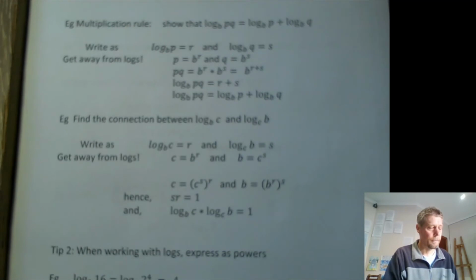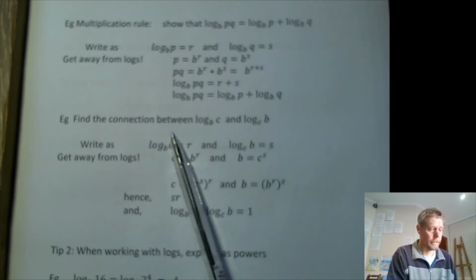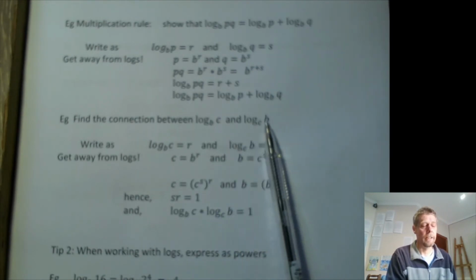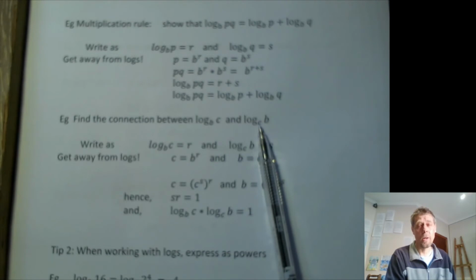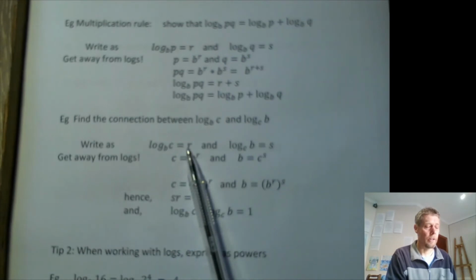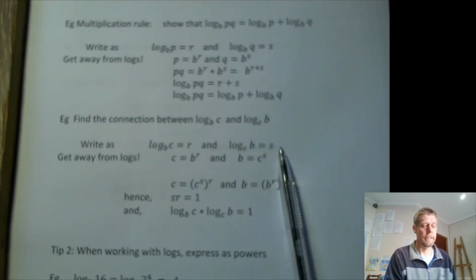Here's another sum, which is quite a tricky one at first glance. Okay, find the connection between log of c base b and log of b base c. What? You've got to be kidding me. Right, let's write log of c base b as r and log of b base c as s. See, the approach is the same. You want to get away from logs.